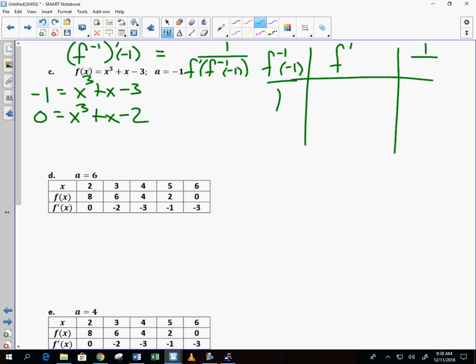Try to make it easy. So now I got to find f prime at 1. That's the whole point. You can't come up with multiple numbers because then it wouldn't pass the horizontal line test. If you come up with multiple numbers, there's a problem. Okay, so I've got to take the derivative, which is 3x squared plus 1, plug in the 1, and I get 4. So 1 over 4. That's the derivative.